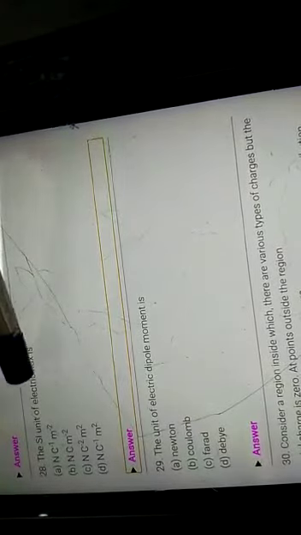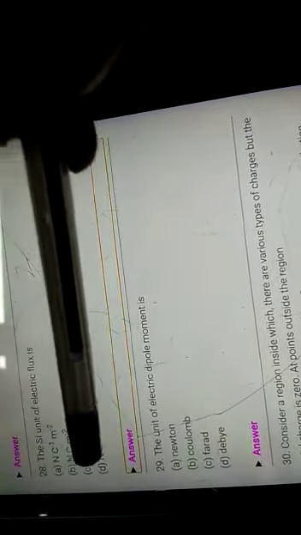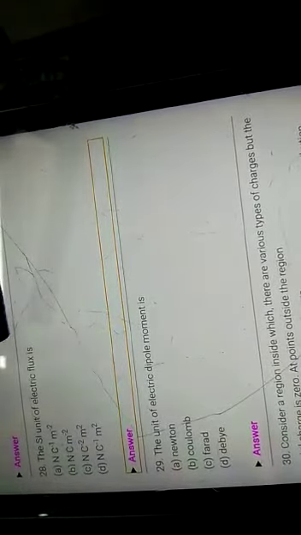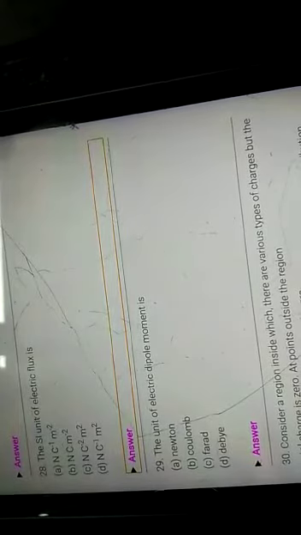Now question number 28, very important question. What is the unit of electric flux? SI unit of electric flux is Newton per Coulomb meter square, because your flux is equal to Q by epsilon naught, and in an earlier problem we found the unit of epsilon naught.